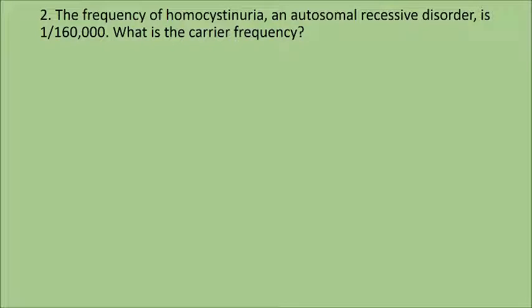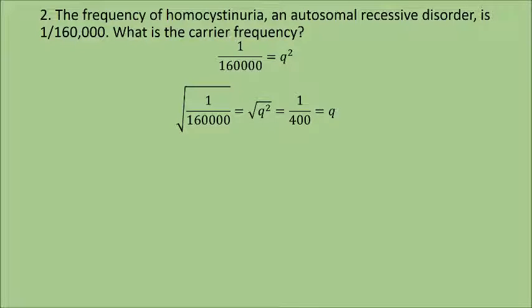Okay, so for number 2, it says the frequency of homocystinuria, an autosomal recessive disorder, is 1 in 160,000. What is the carrier frequency? So the first thing that we do is set 1 divided by 160,000 equal to q squared. Next, we solve for q. To solve for q, we're going to take the square root of both sides. We get q equals 1 over 400.